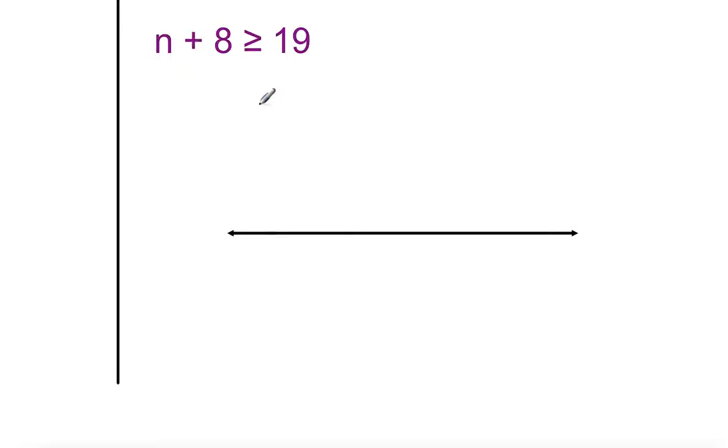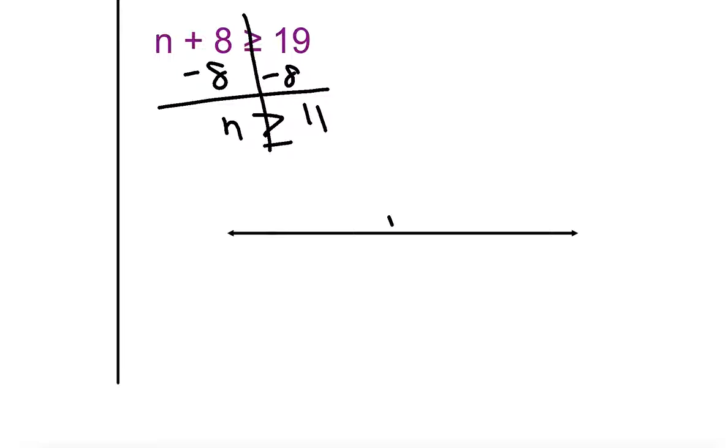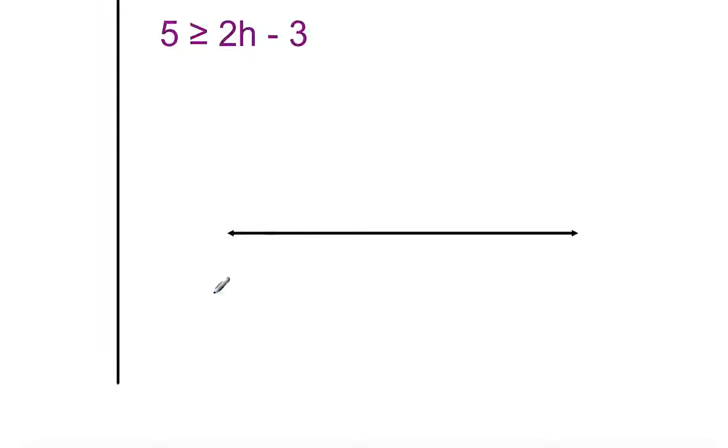All right, you solve these just like you would with an equal sign. I draw my line down. I'm adding 8, so I'm going to subtract 8 from both sides. N is greater than or equal to 11. So I would graph it by saying 11, 12, 10. I need all of the numbers. So I need to include 11 and greater than 11. So that would go in this direction. All right, you try this one. Go ahead and stop the video and then begin it when you're ready.